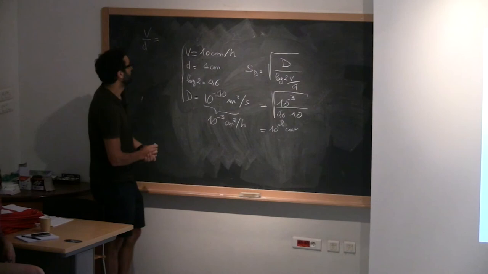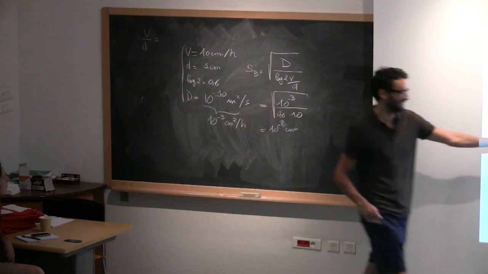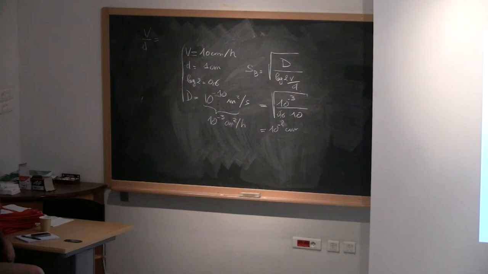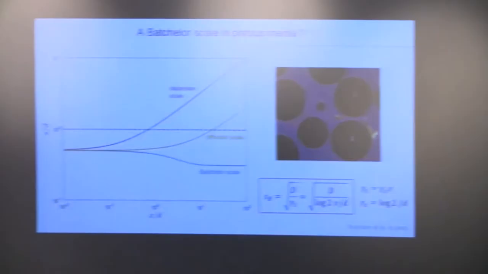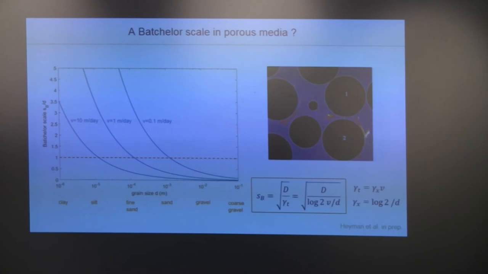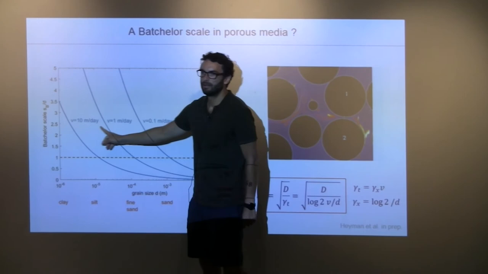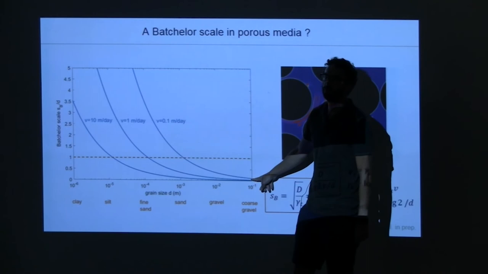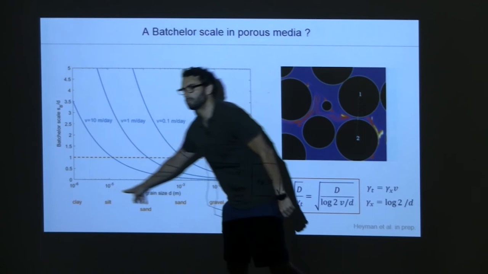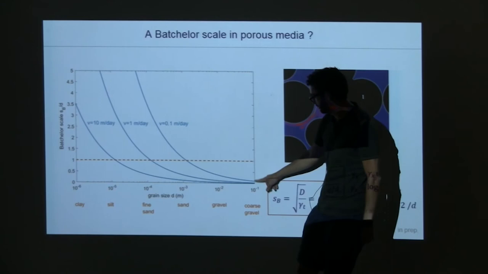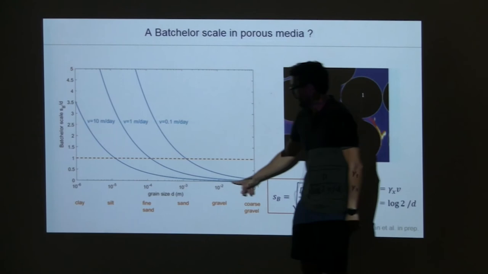I have done the calculation. I can show it here. I've done it for more realistic things, but this is very coarse and very quick. No, obviously you're right. So here I have done this for 3 different velocities, around 1 meter per day, and I've taken different diameters of the grains, going from 10 micrometers to centimeters. So that's the calculation we have just made. You see that the scale is very small. And these are for 3 more or less realistic velocities.